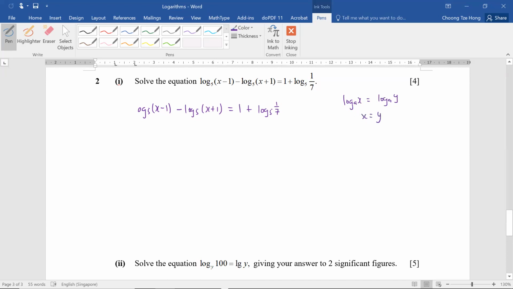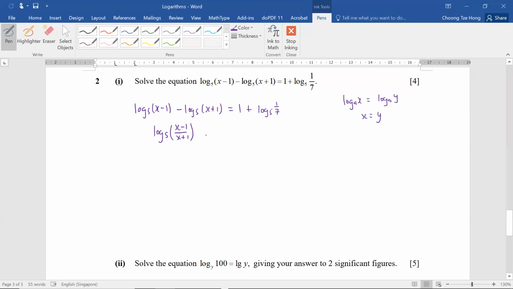In order to do that, we need to have only one logarithm on the left side and one logarithm on the right side. So how can we combine the left side together? Since there is a minus, we will use the quotient law. So we will have this.